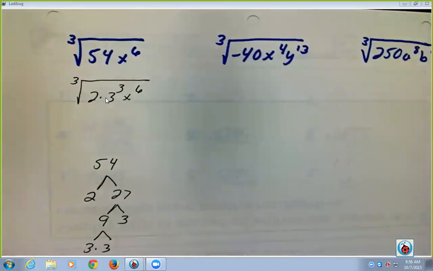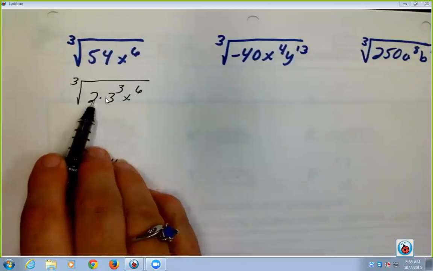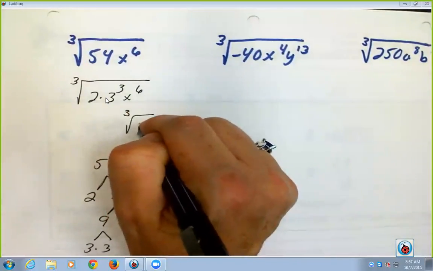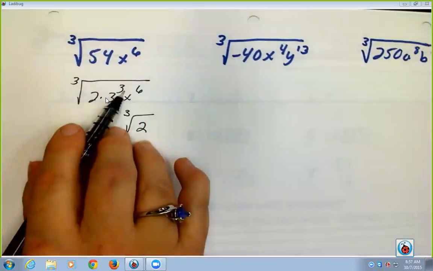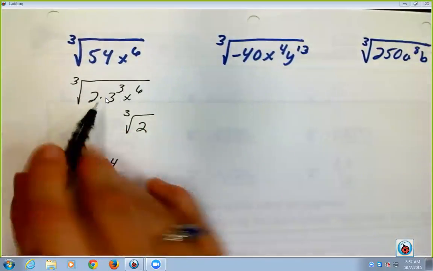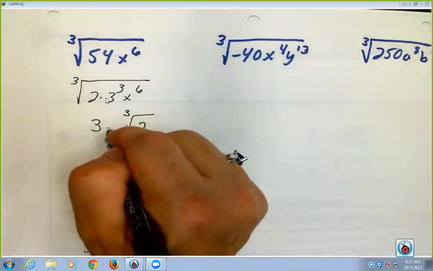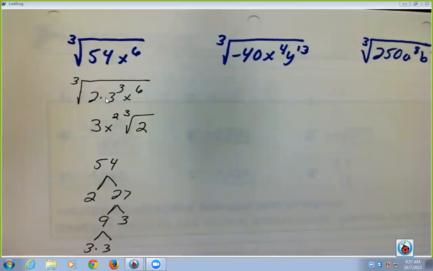So now instead of looking for 2 things to pull out, every time I get a group of 3, I'm going to take everything out. So 2 has to stay underneath the cube root. 3 goes into 3 once on the 3, so I can pull out a 3. 3 goes into 6 twice, so I can pull out an x squared. So it's not really any difference. The process is still the same that we end up doing.